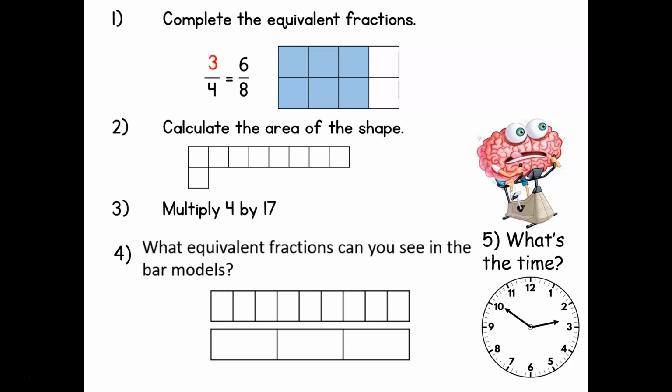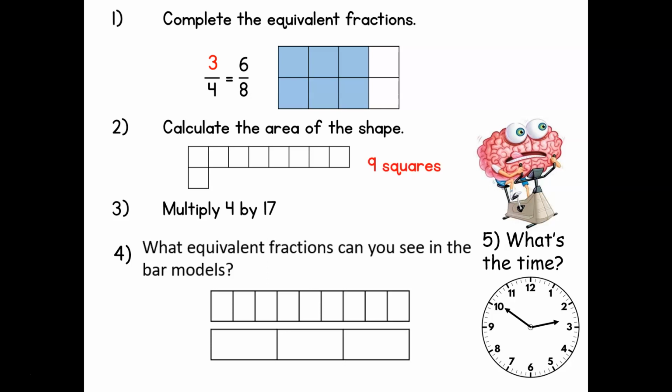Question 2 asks us to calculate the area of the shape. We must be very careful not to mix up the perimeter and the area. The perimeter is the distance around the rim of the shape. The area is the space the shape takes up. The area is the measure of the space on the inside of the shape, and we can see this shape has an area of 9 squares.